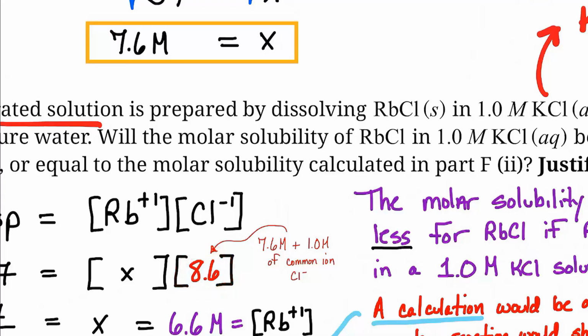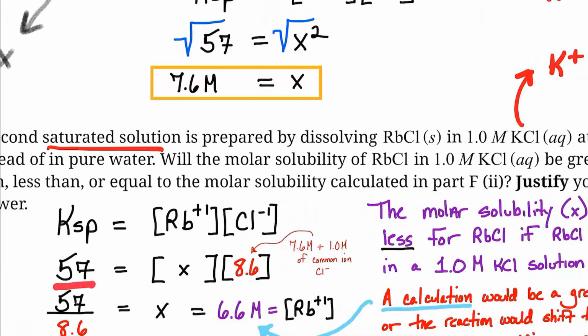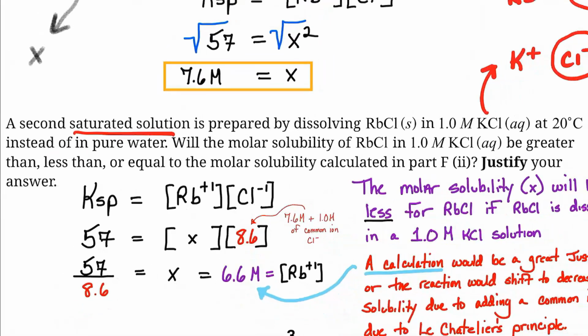What's that going to do to the X? Well, it's got to decrease it. If this number comes up, this number is going to come down, if we have to keep this number the same, right? So this is going up, this has to come down, and you could solve for it. So again, the 8.6 is the 7.6. I'm adding the 1 molar amount of chloride ions to that, and then I'm solving for X, and I get 6.6, which is clearly less than 7.6. That could be my justification. So I could have clearly just said less and then did this calculation.